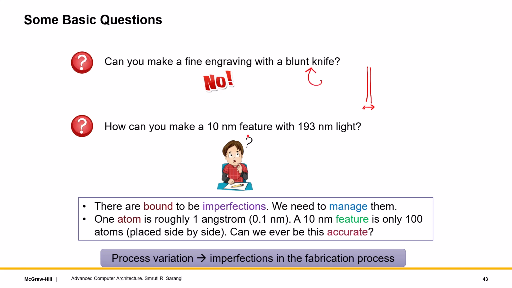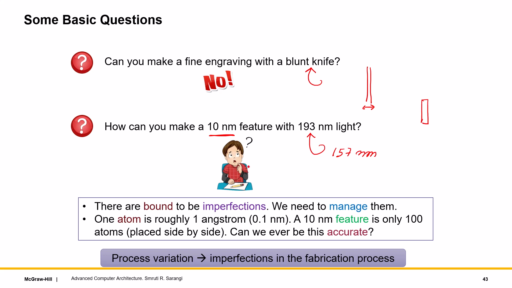Well, let me ask this question. Let's say there's a 10 nanometer feature, right? Which means that end to end, it's only 10 nanometers wide. Can you do it with 193 nanometer light or 157 nanometer light? Well, the answer is no, right? Because the point is that you are using light whose wavelength is substantially more than the size of the feature that you are trying to create.